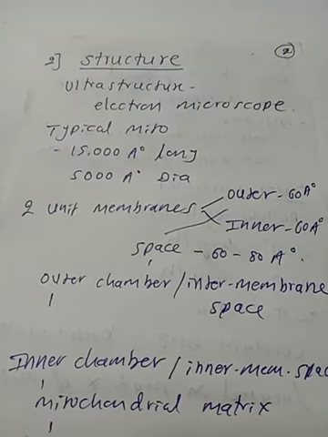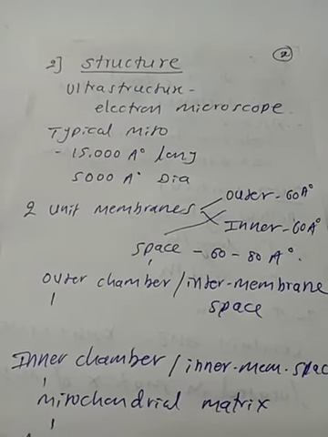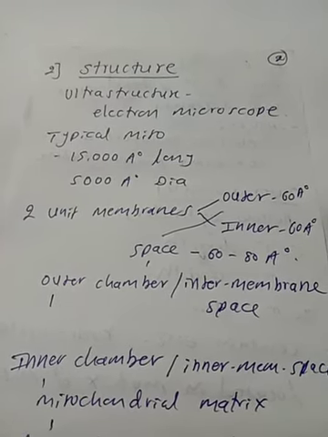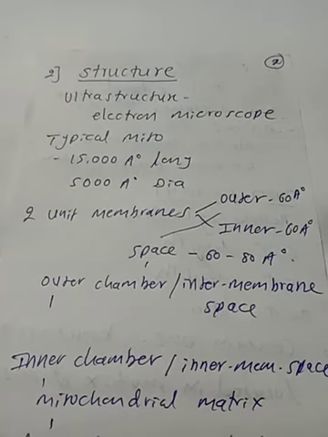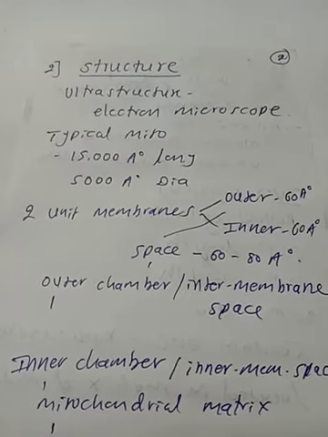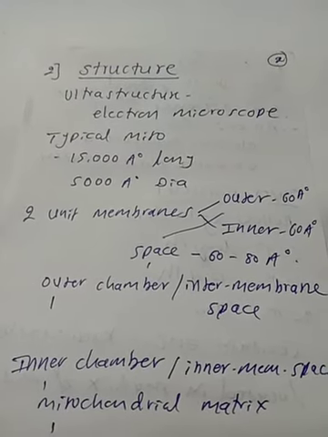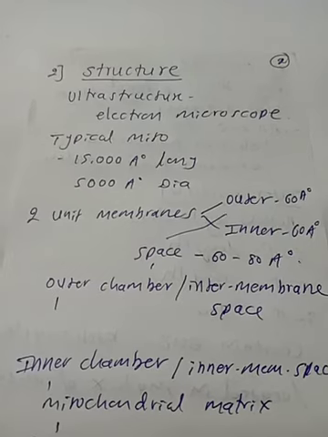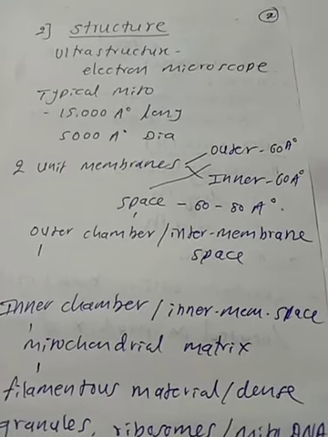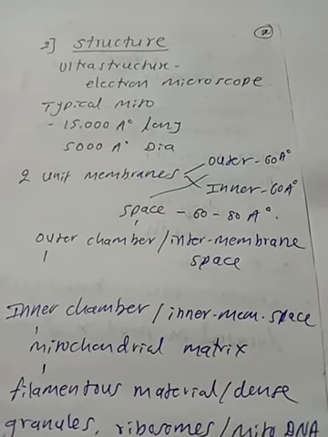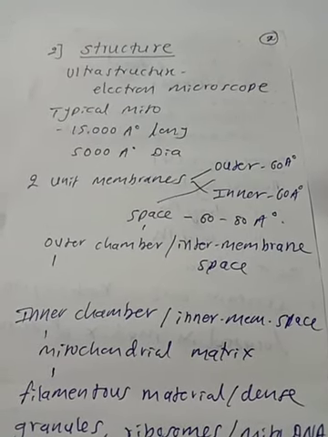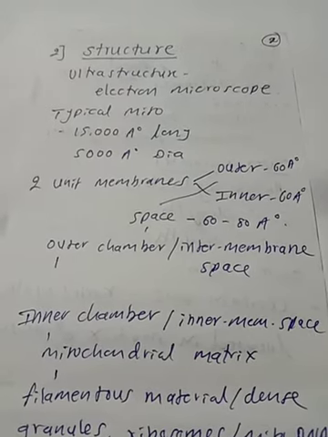The ultrastructure of the mitochondria has been studied under the electron microscope. That is, this structure is not visible to the eyes, so this observation is made under the electron microscope. So this study, that is the ultrastructure study, reveals that the length of the typical mitochondria is 15,000 angstrom units and the diameter is about 5,000 angstrom units.